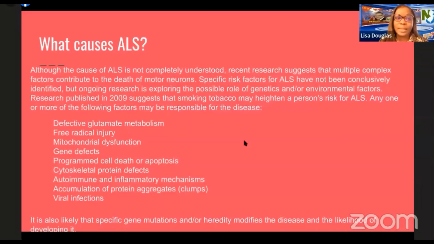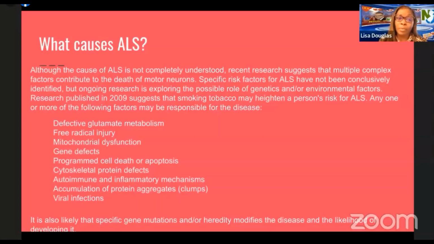So what causes ALS? Although the cause of ALS is not completely understood, recent research suggests that multiple complex factors contribute to the death of motor neurons. Specific risk factors for ALS have not been conclusively identified, but ongoing research is exploring the possible role of genetics and/or environmental factors. Research published in 2009 suggests that smoking tobacco may heighten a person's risk for ALS as well.